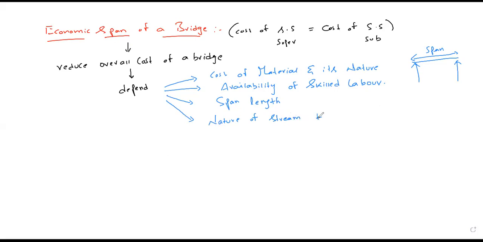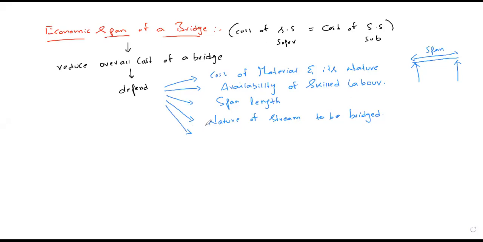Nature of stream to be bridged. So what type of stream it is? Definitely if the stream is very wide, automatically the span of the bridge also will become more, and the length of the bridge also will become more. That's why the nature of stream also affects the overall cost of the bridge.